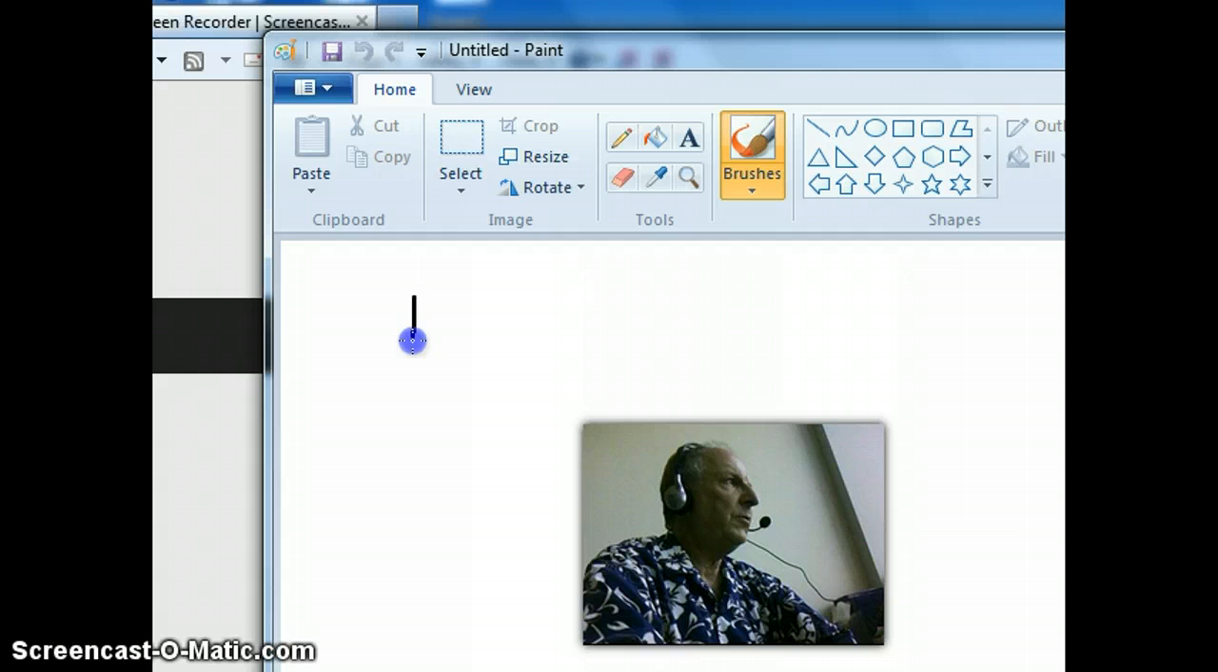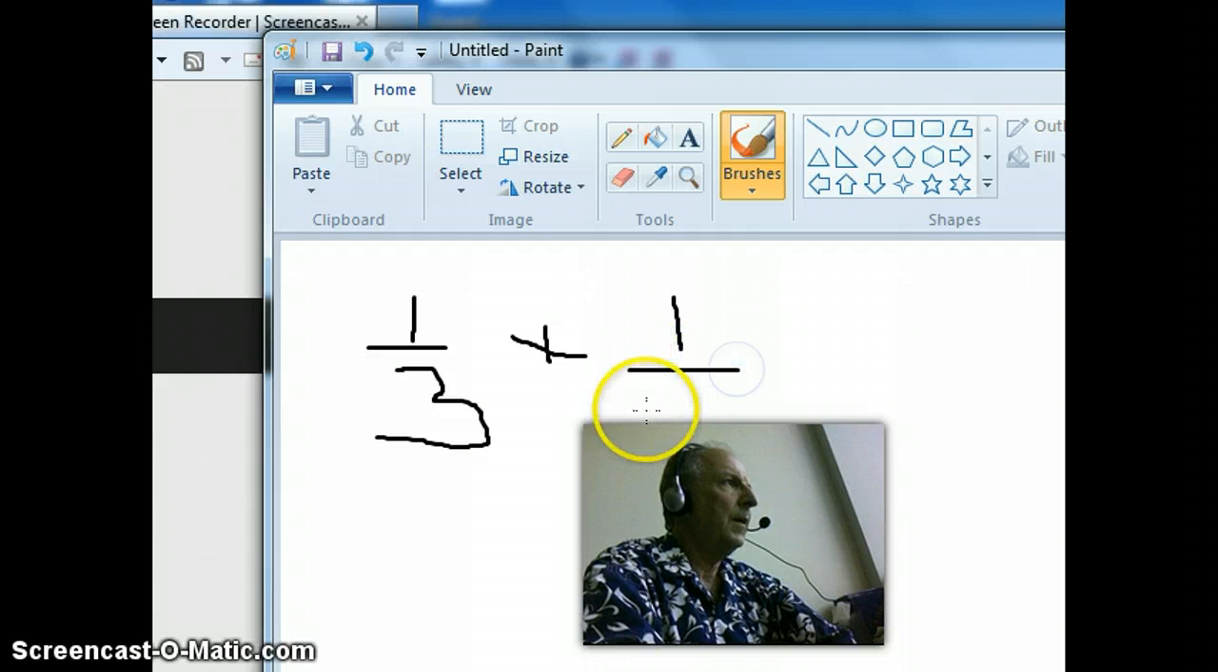Here's one of the more basic examples of adding fractions. Whenever we have an unlike denominator, the first thing we'd like to do is make sure that we have a lowest common denominator. One of the best ways to find the lowest common denominator is to go ahead and write out the multiples of each one of the numbers.